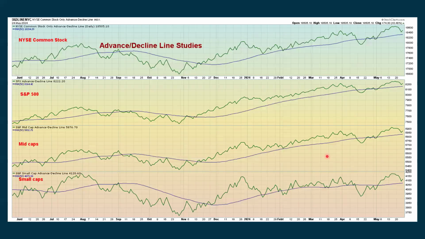We keep an eye on different advanced decline lines across multiple indexes. This is NYSE common stock, the S&P, the mid caps, and the small caps. As long as we're going up and as long as we're above the moving averages here, we are looking more positive.